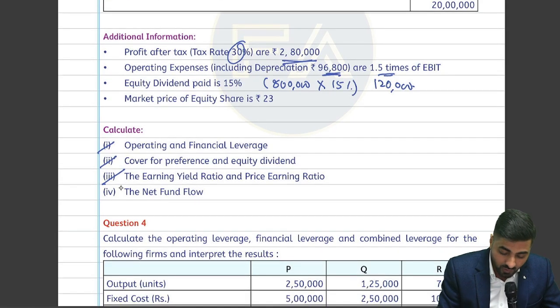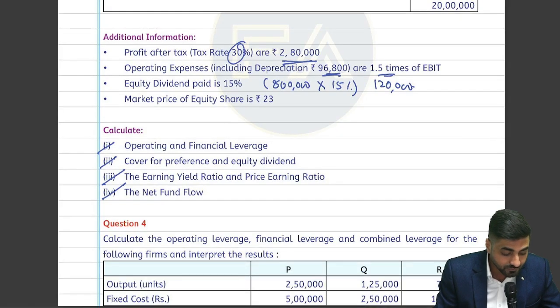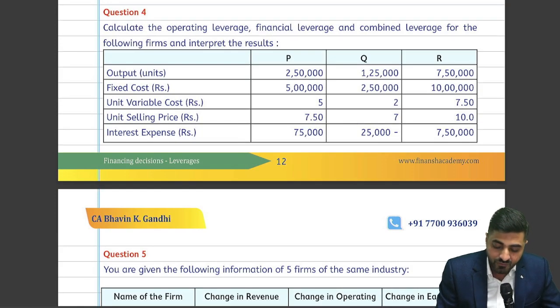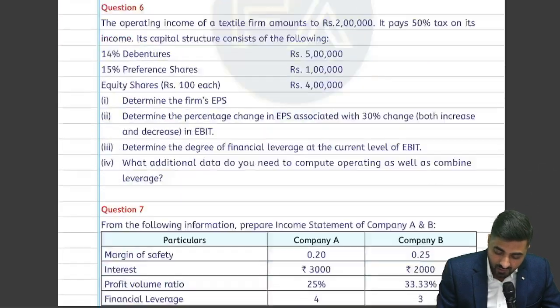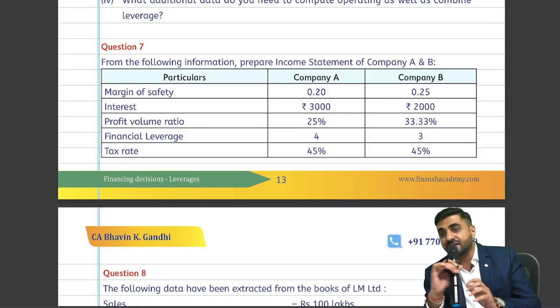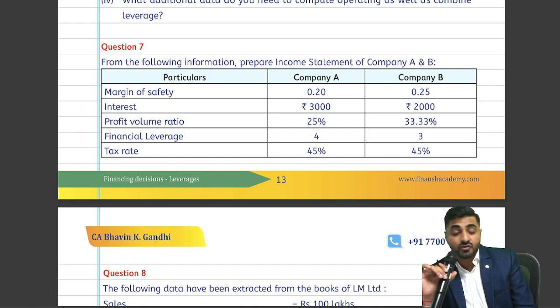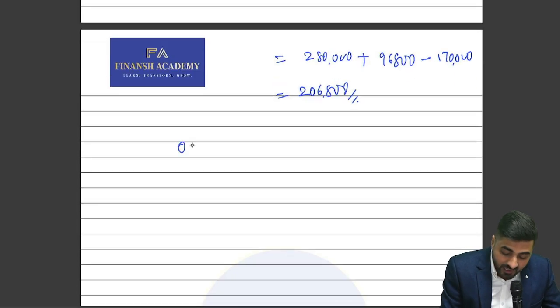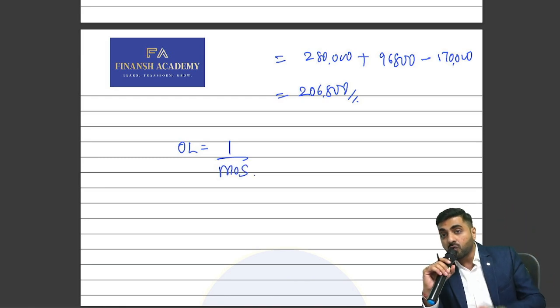Now, my question number 3. Acha. Now see, question number 4 is very easy. We are just required to calculate OL, FL and CL on the data. Now there is one concept of margin of safety. Now my dear students, in leverages, just remember that operating leverage is 1 divided by margin of safety. Leverage, guys, 1 divided by margin of safety.